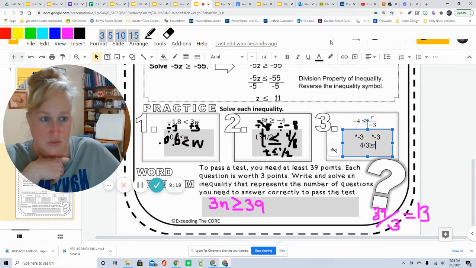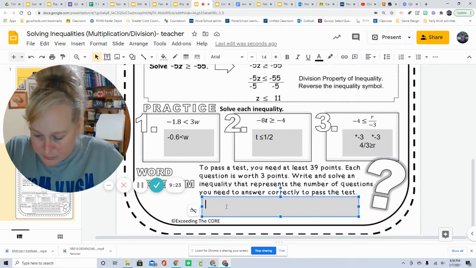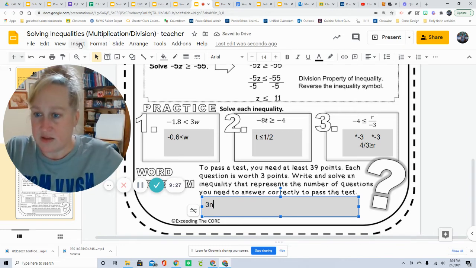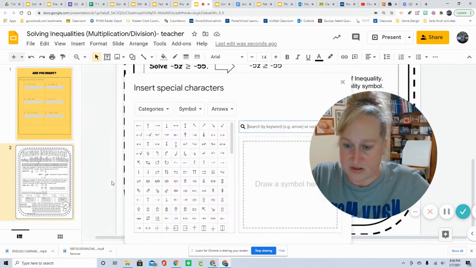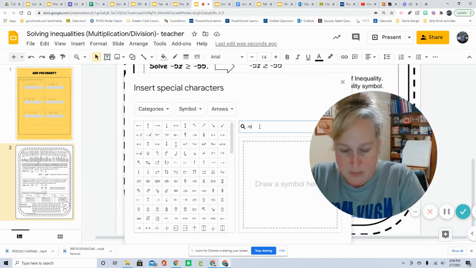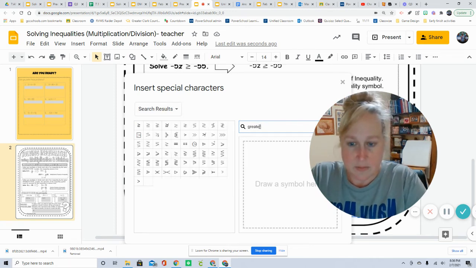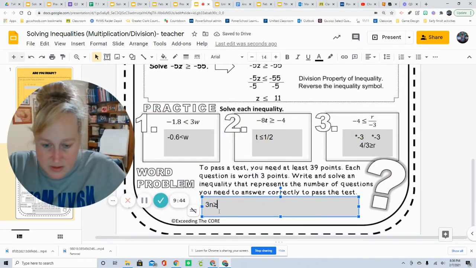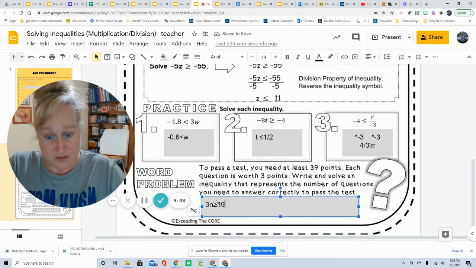Let me go back over to my button. So 3n needs to be, insert, special characters, more than. Maybe more than will work. Nope, needs to be greater than. I was hoping. It's greater, it's more to type. Greater than, and greater than 39. Now we could solve this. You'd probably be expected to.